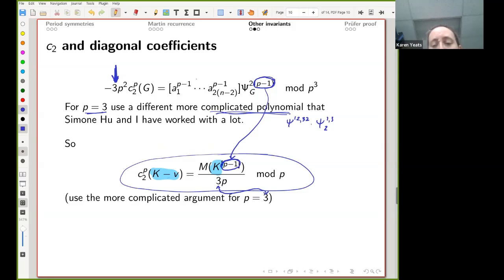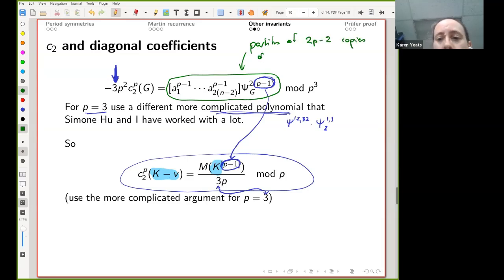So what are we really doing when we take this monomial? We have here 2p-2 copies of each edge, and we want to find monomials that are the complements of spanning trees, or complementary, we want to find monomials that are spanning trees. And how many of them do we want to find? We want to find p-1 of them. So really what this is is partitions of 2p-2 copies of the edges of G into p-1 spanning trees.